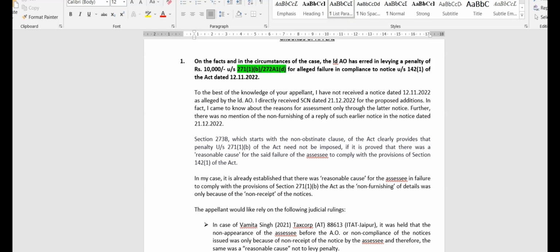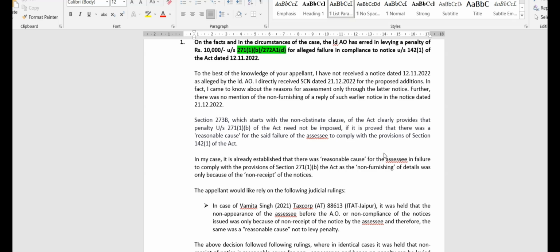So I mentioned the same fact here also. Section 273B, which starts with a non-obstante clause of the Act, clearly provides that penalty under section 271(1)(b) need not be imposed if it is proved that there was a reasonable cause for the failure of the assessee to comply with the provision of section 142(1) of the Act.